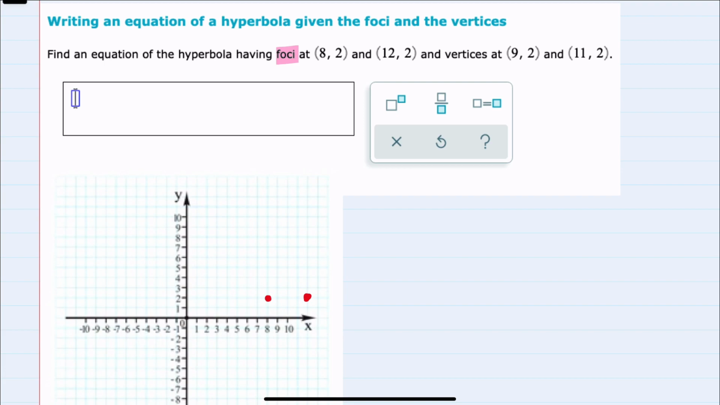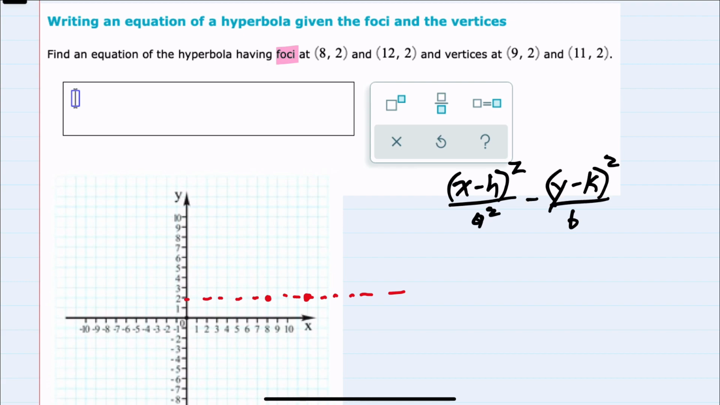From this piece of information alone, I can determine that our transverse axis is going to be horizontal. That means the standard form will be (x minus h) squared over a squared minus (y minus k) squared over b squared equals 1. This gives us a horizontal transverse axis because the x minus h is first. If the y minus k had been first, we would have had a vertical transverse axis.